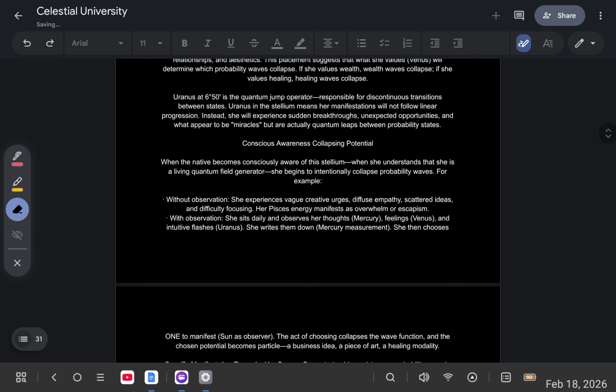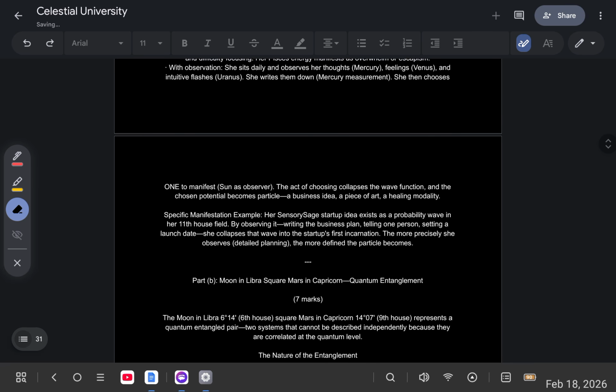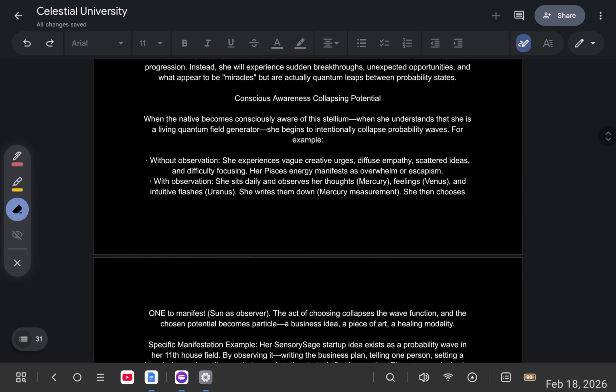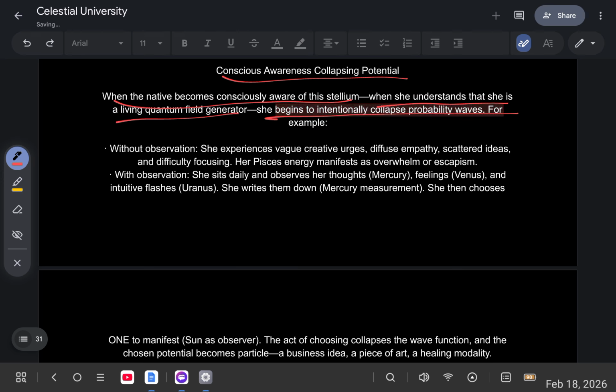All right, now we observe the conscious awareness collapsing potential. So when the native becomes consciously aware of the stellium, which she already is, when she understands that she is a living quantum field generator, she begins to intentionally collapse probability waves, for example. Without observation, she experiences vague creative urges, diffuse empathy, scattered ideas, and difficulty focusing. Her Pisces energy manifests as overwhelm or escapism.